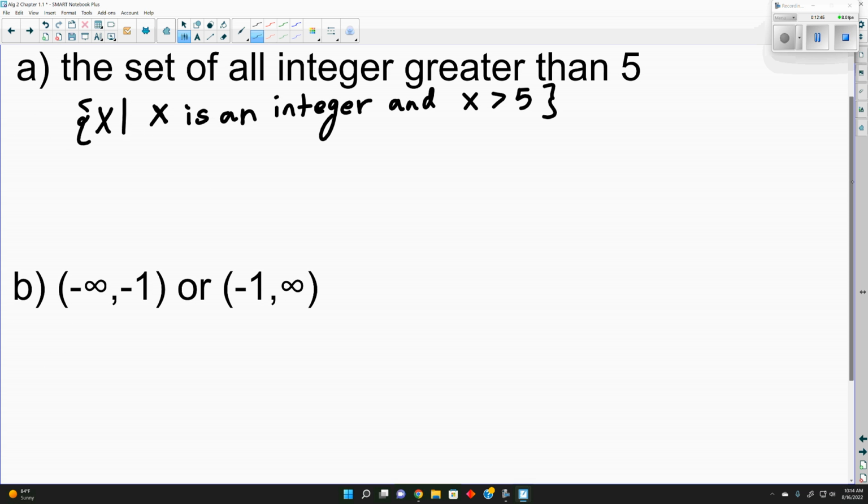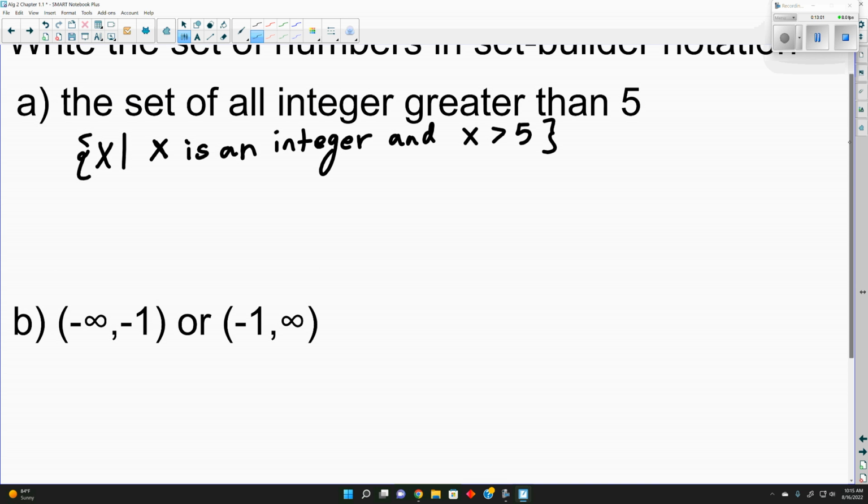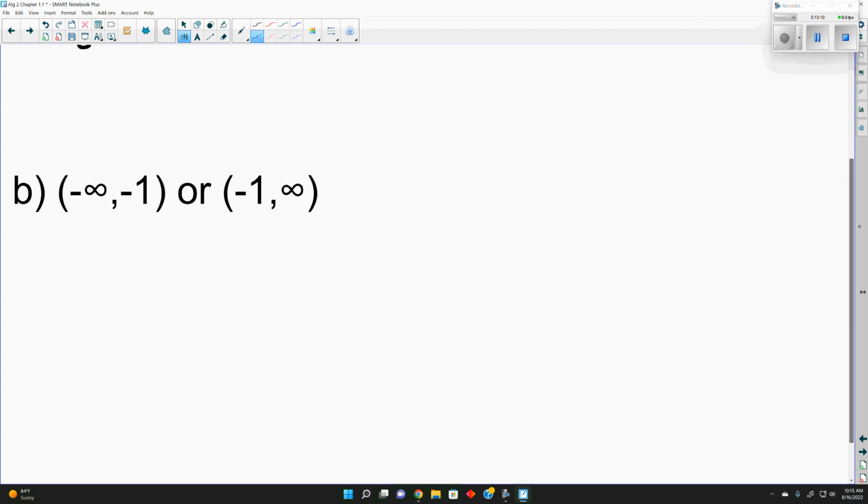Any questions on this here so far? And this will not come up again after this chapter. Set builder is only really used in this chapter so that you're familiar with it, you've seen it, you know what it is, and then we just move on. All right? So any questions on A before we look at B? No questions on A? So let's look at B.